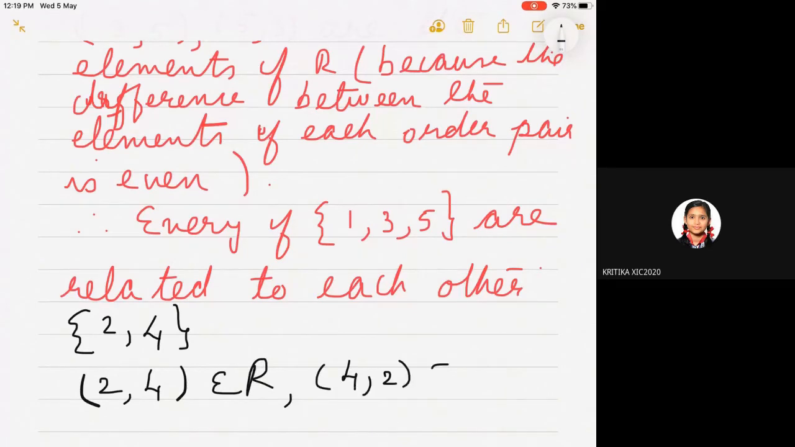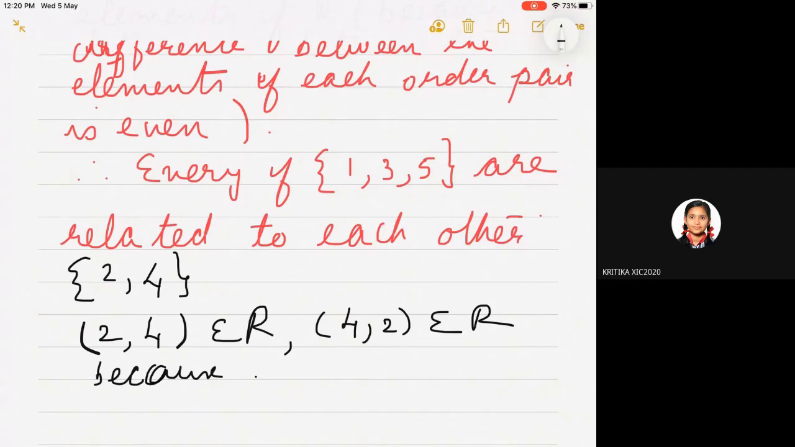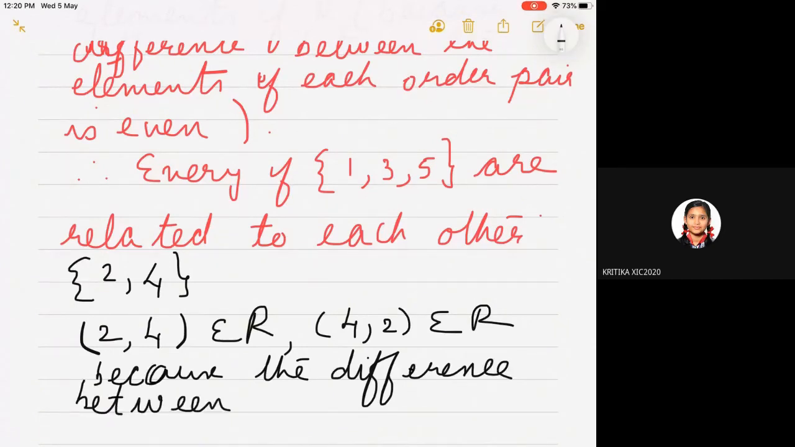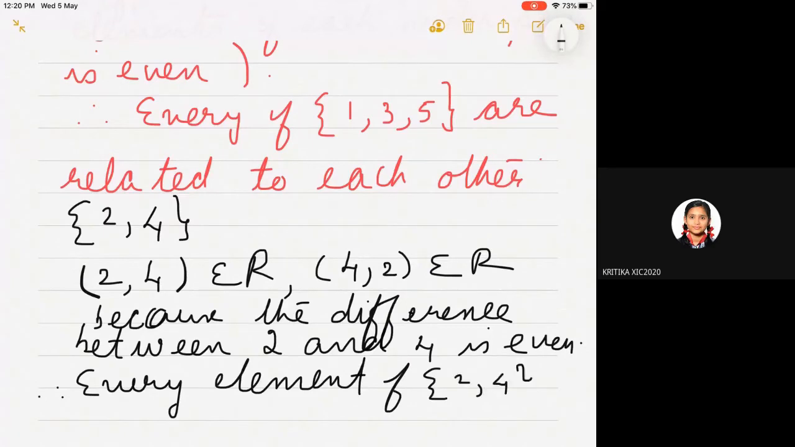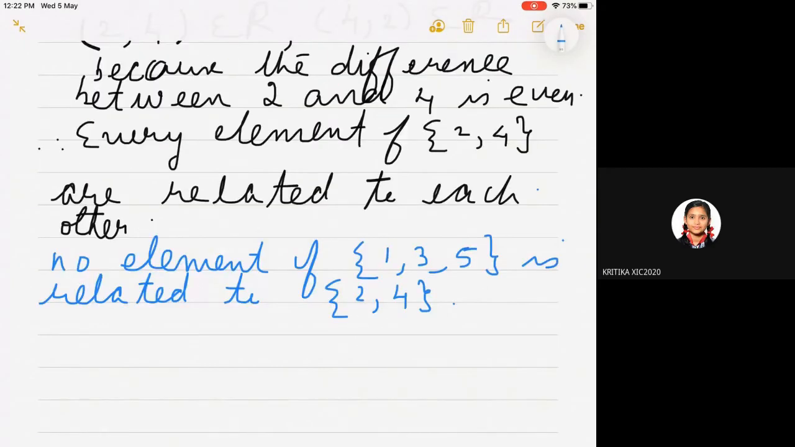Why is it so? Between 2 and 4 the difference is even. Therefore, every element of set 2, 4 are related to each other. The difference is not even.